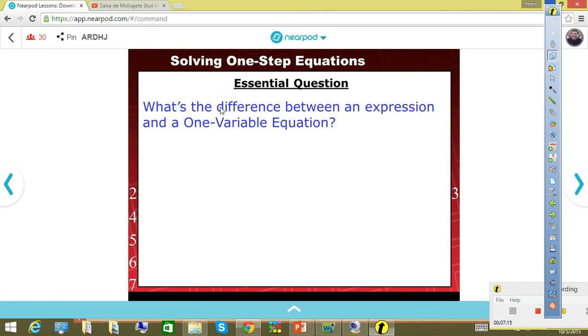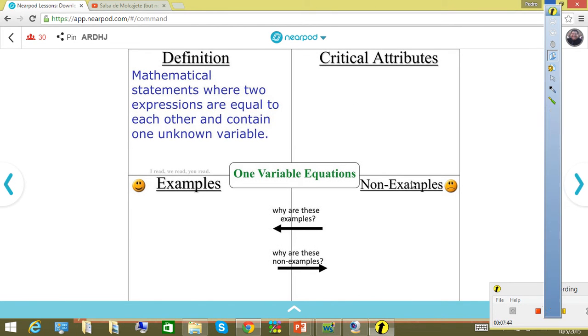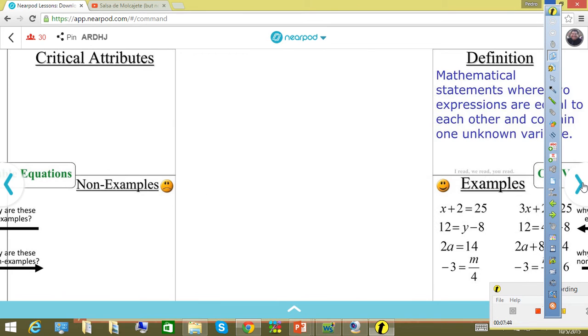It says, what's the difference between an expression and a one-variable equation? What's the difference between an expression and a one-variable equation? Don't write it down. Just pay attention, and we'll come back to that. What's the difference between an expression and a one-variable equation? Okay? So, give me a second. All right, here we go. So, Frayer model. I gave you guys a definition, and I gave you guys examples.